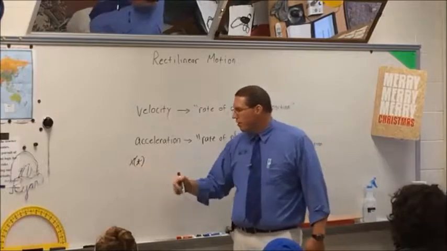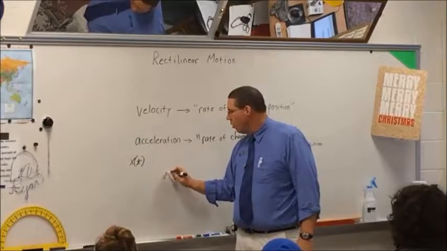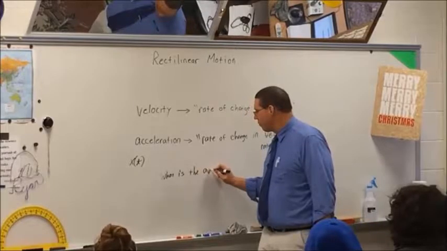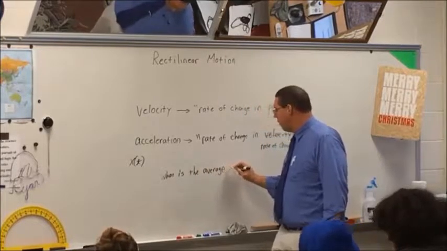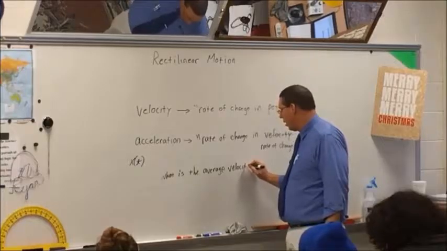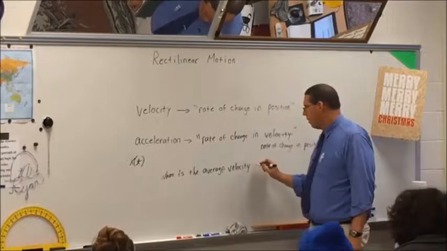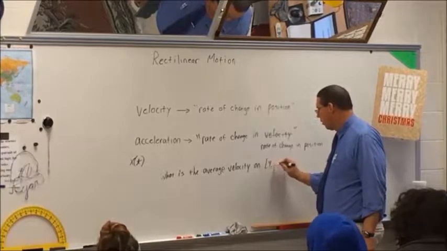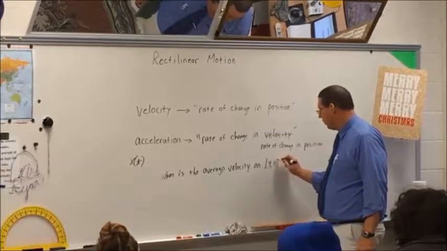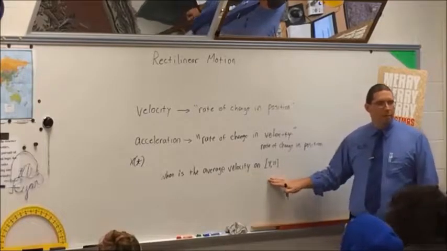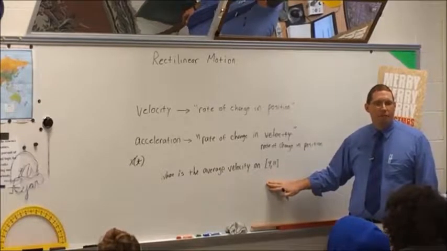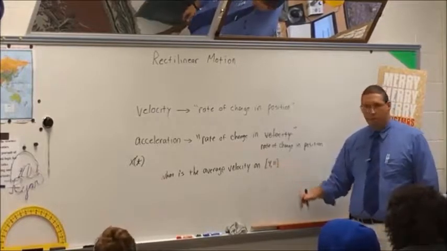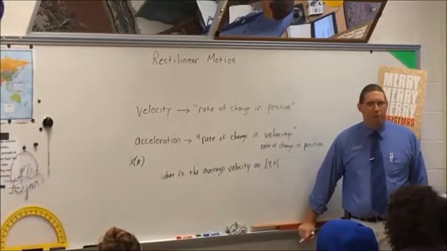So let's say that the position is x of t, and the question will be, what is the average velocity on the interval from 4 to 11, let's say. You have to be given an interval to identify an average velocity. Right now, you guys probably couldn't answer this question. You're probably not sure how to answer it.